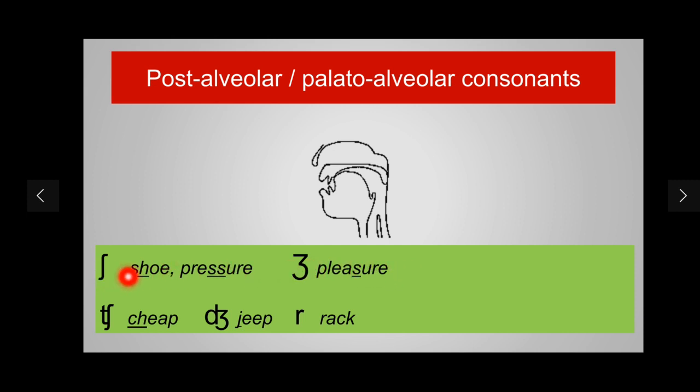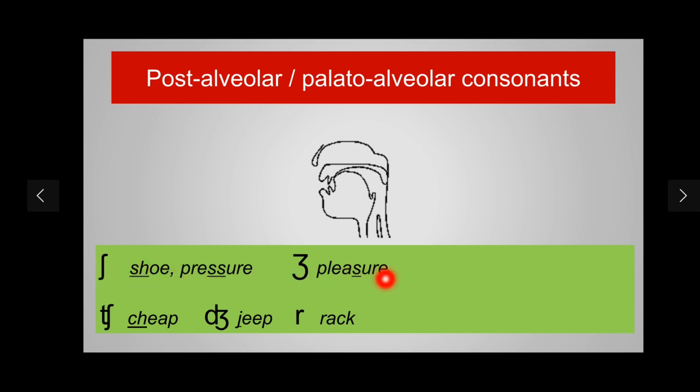So "sh" as in shoe and pressure are voiceless consonant sounds. "Zh" is a voiced one. We have two more: one is "ch" and one is "j". By place, they are both alveolar consonants. By manner, they are affricates.